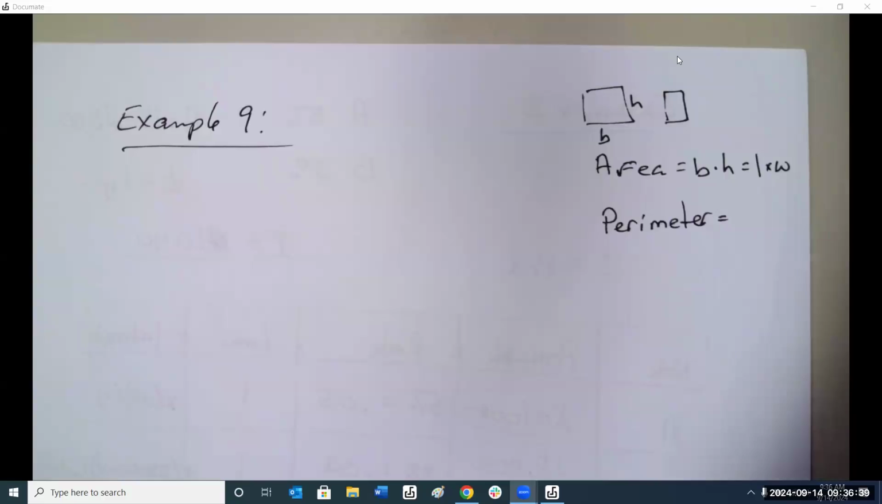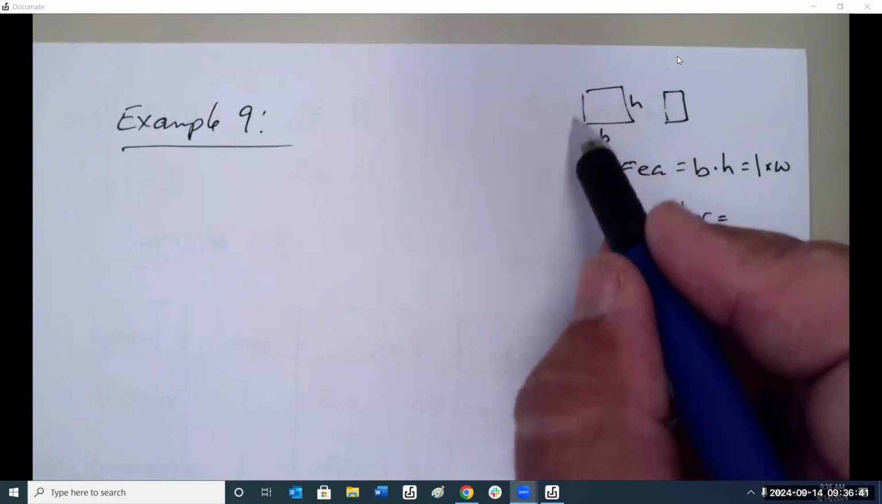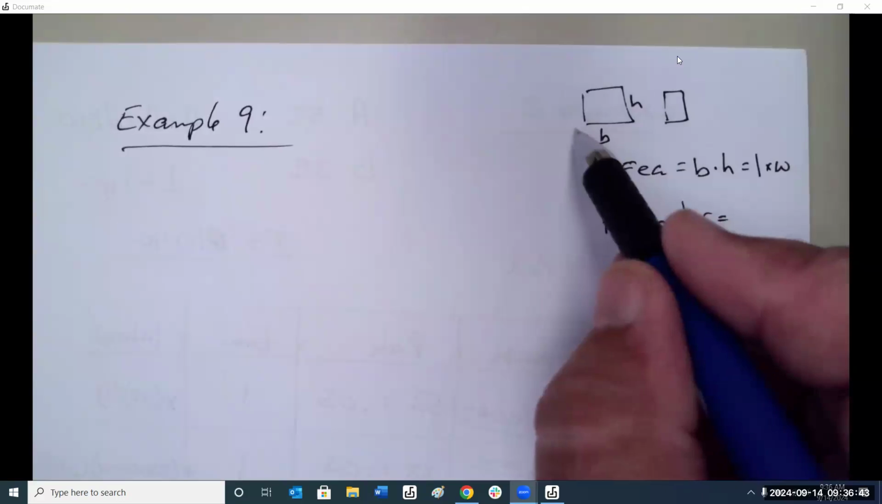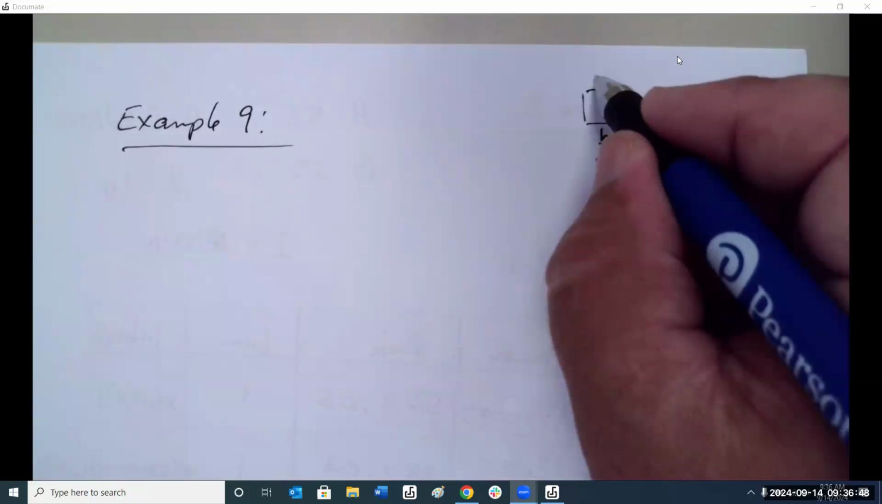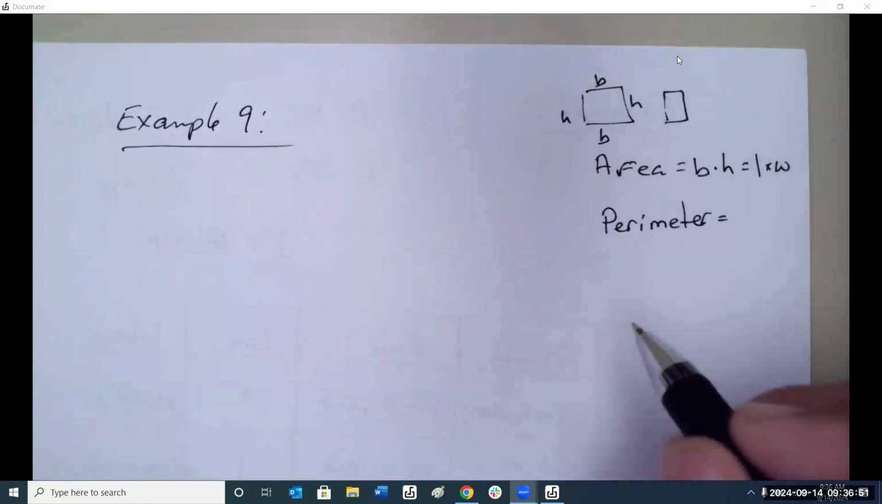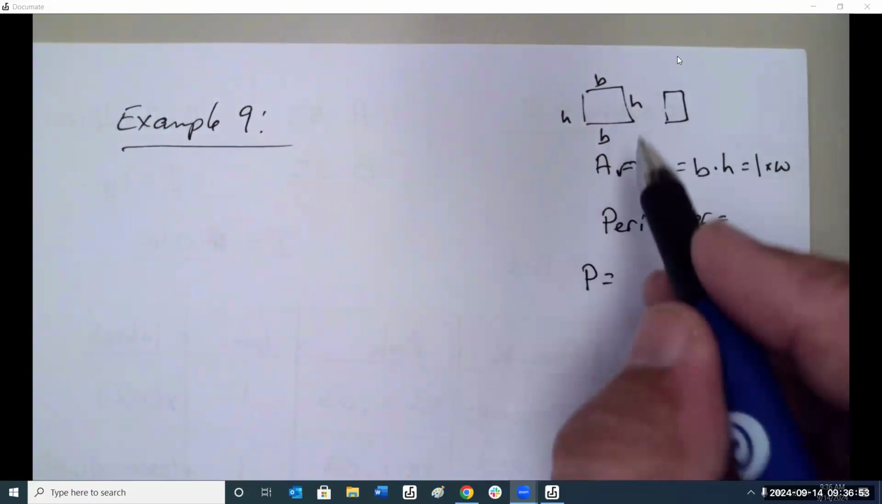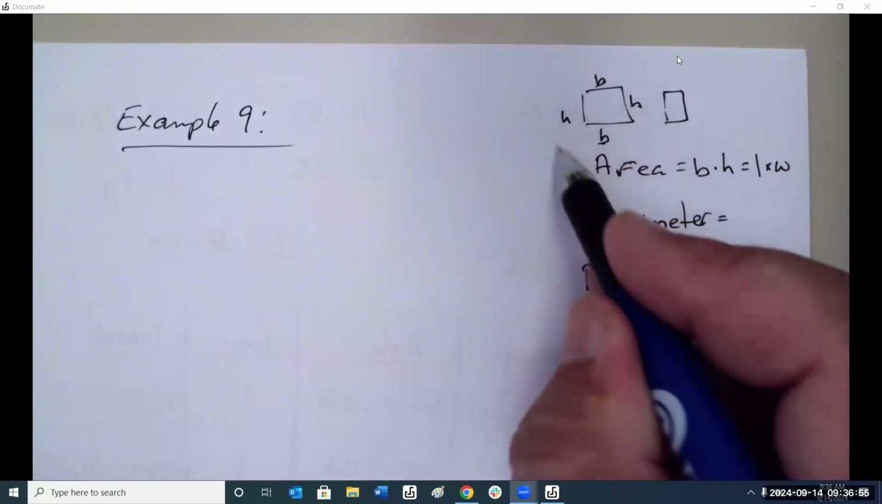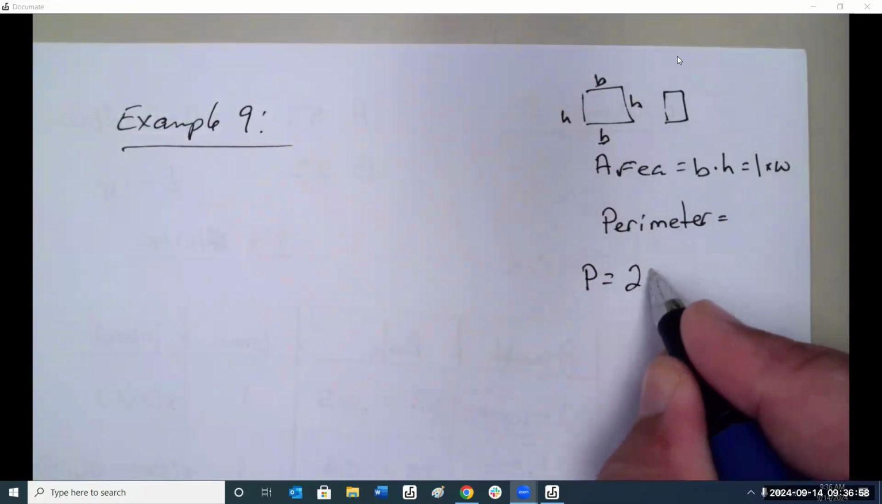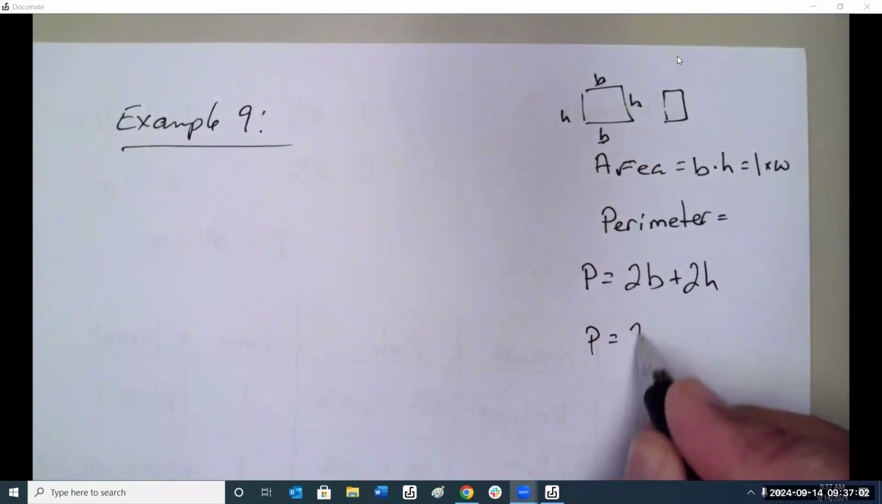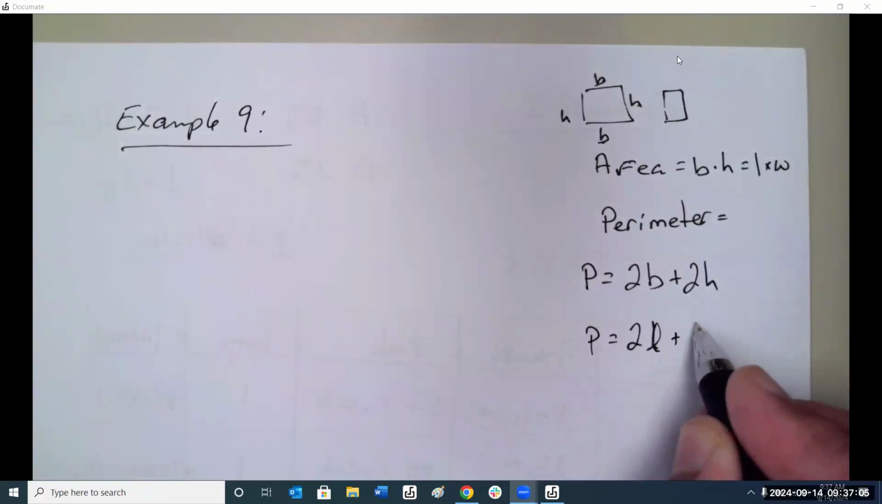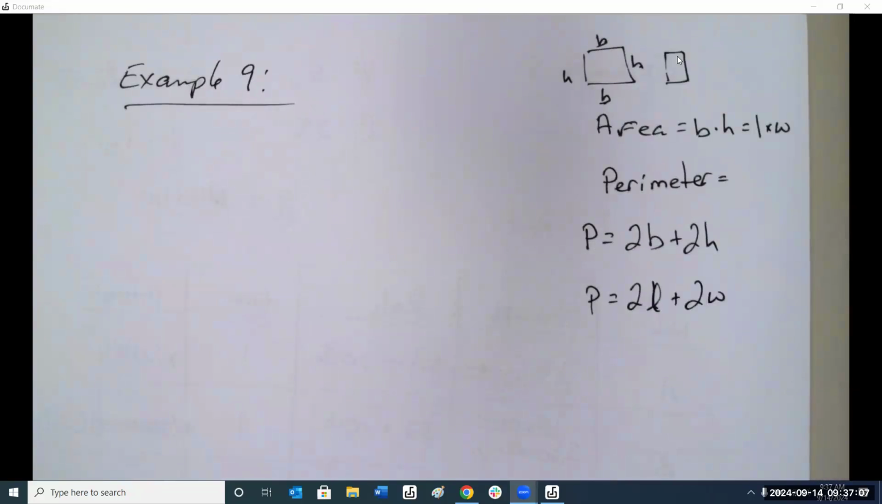The perimeter is the entire length around that object. So if that's B and that's H, the perimeter would be B plus H, so you add up all four sides. You'll end up with two B's and two H's, or two lengths and two widths, whatever term you're going to use. But you have to add the lengths of the edges.